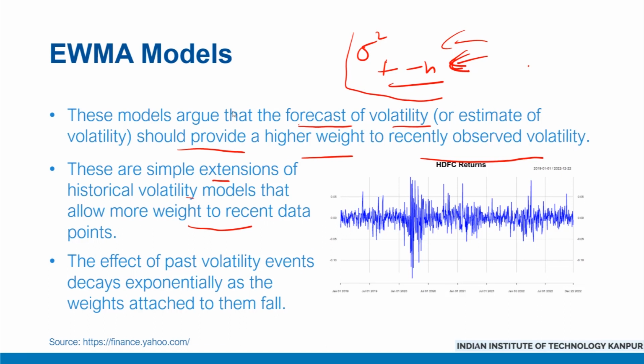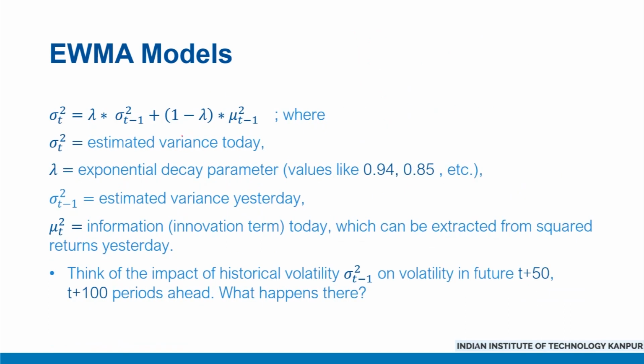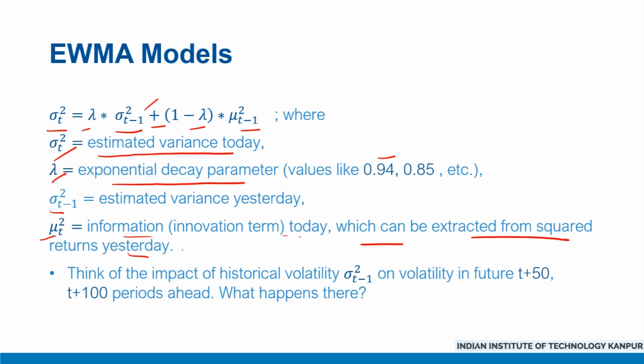Let us see how this works mathematically. This is the formula for the EWMA model, which gives sigma square t equal to lambda into sigma square t minus 1 plus 1 minus lambda into mu square t minus 1, where sigma square t is the estimate of variance for today using historical information. What kind of information? First, lambda, which is the exponential decay parameter. Customarily, the values are like 0.9 or 0.8, in this range. Sigma square t minus 1 is the estimate of volatility the day before, while mu square is the information or innovation term, which is usually extracted from the squared residuals, or many times it is directly proxied by the squared residuals at time t.